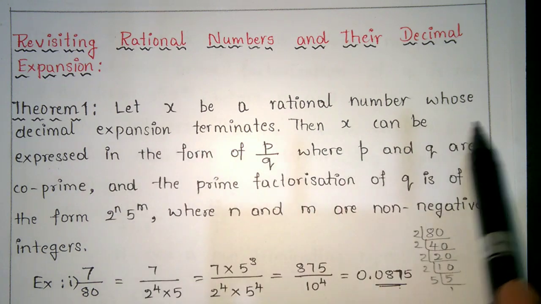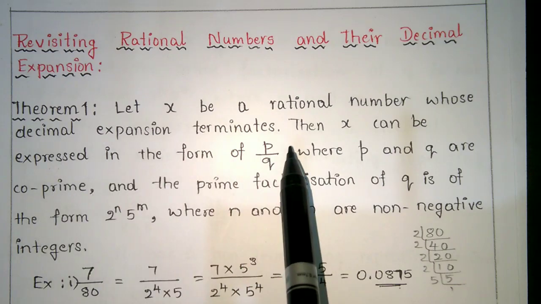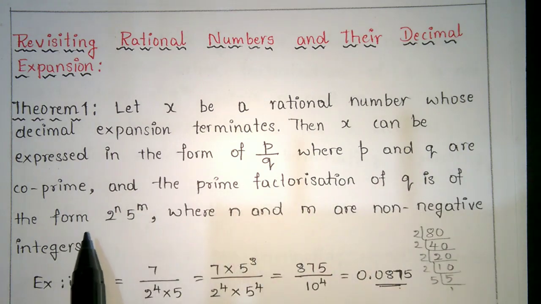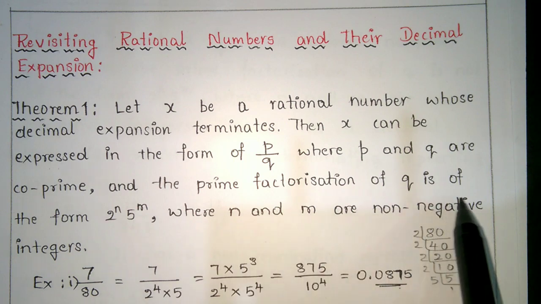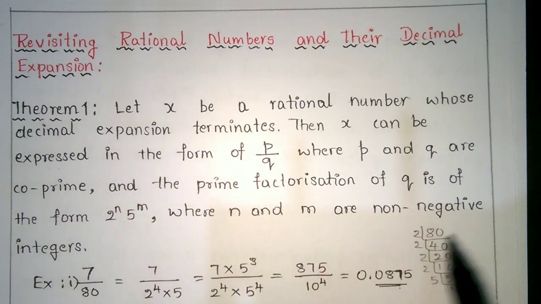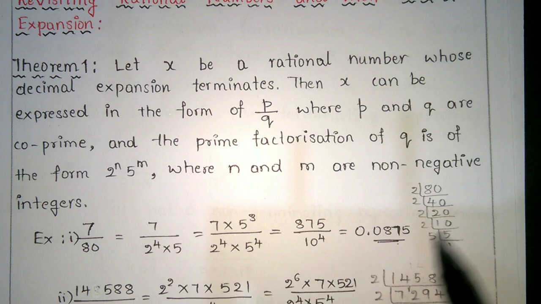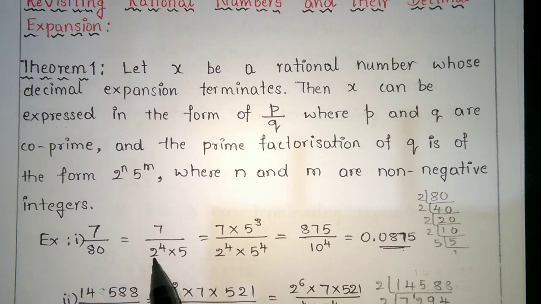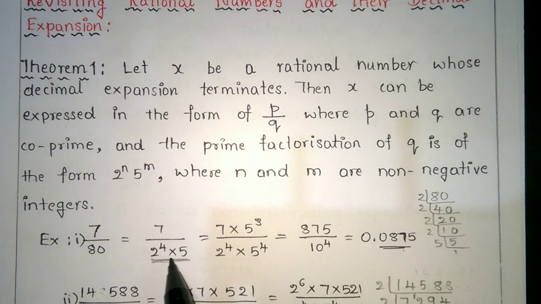So let x be a rational number whose decimal expansion terminates. Then x can be expressed in the form of p by q, where p and q are co-primes and the prime factorization of q is of the form 2 power n and 5 power m, where n and m are non-negative integers. See example 7 by 80. This is terminating. You get the decimal expansion 0.0875, but you can write it in the form of 2 power something and 5 power something, and it is in the form of p by q also.